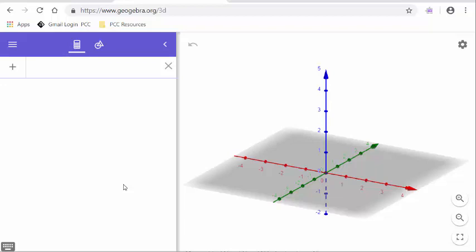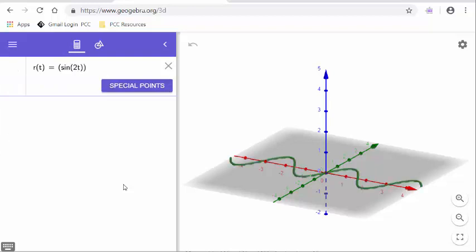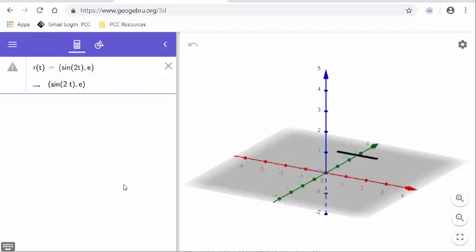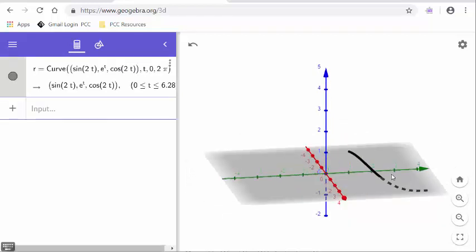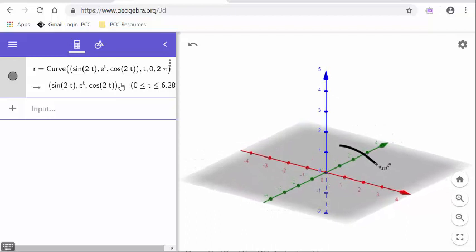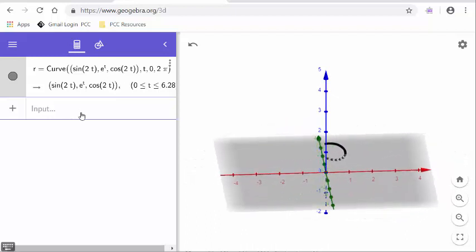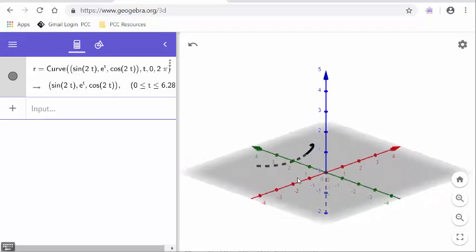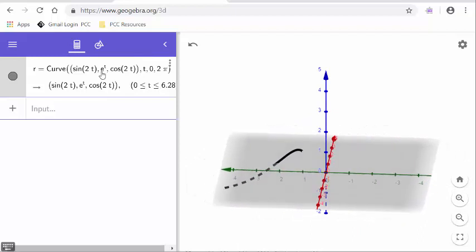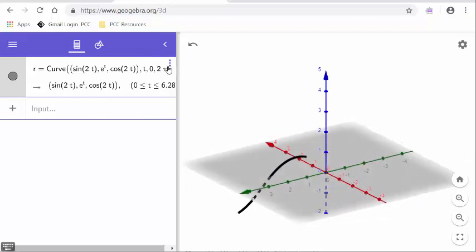So I have a function. We know it's r(t) = sin(2t), e^t, cos(2t). And this actually is doing something here. We can see that we've got some bit of curve, and it does in fact give us something. I'm going to give a little bit more description and get more of this curve to show up here.